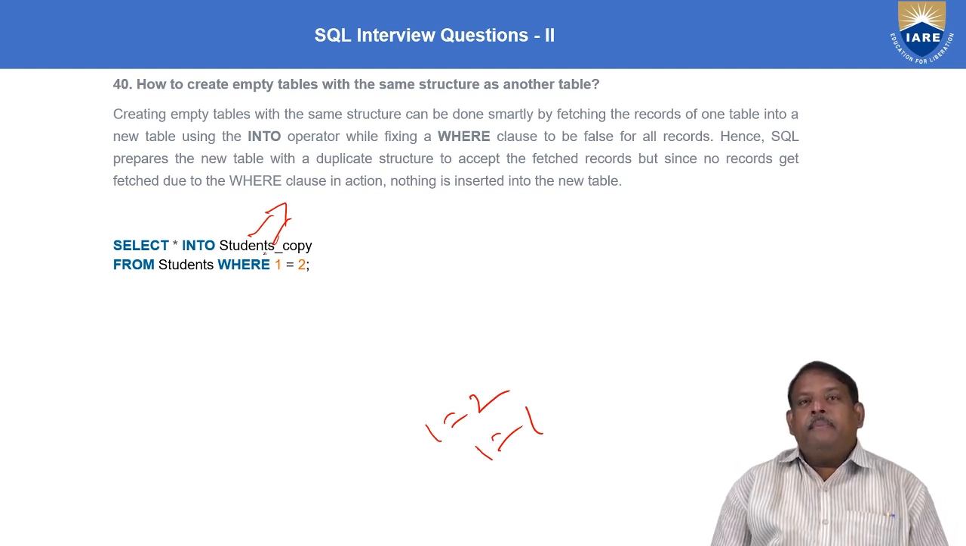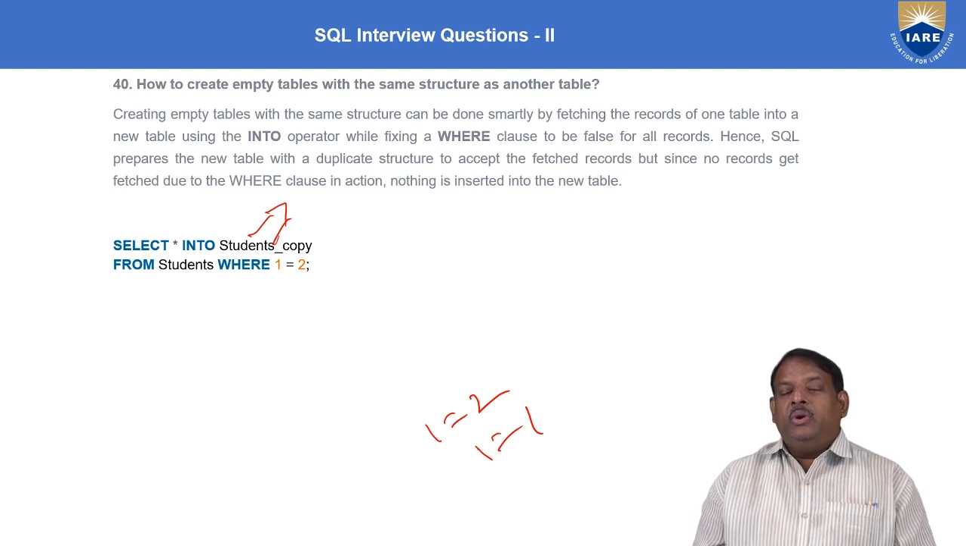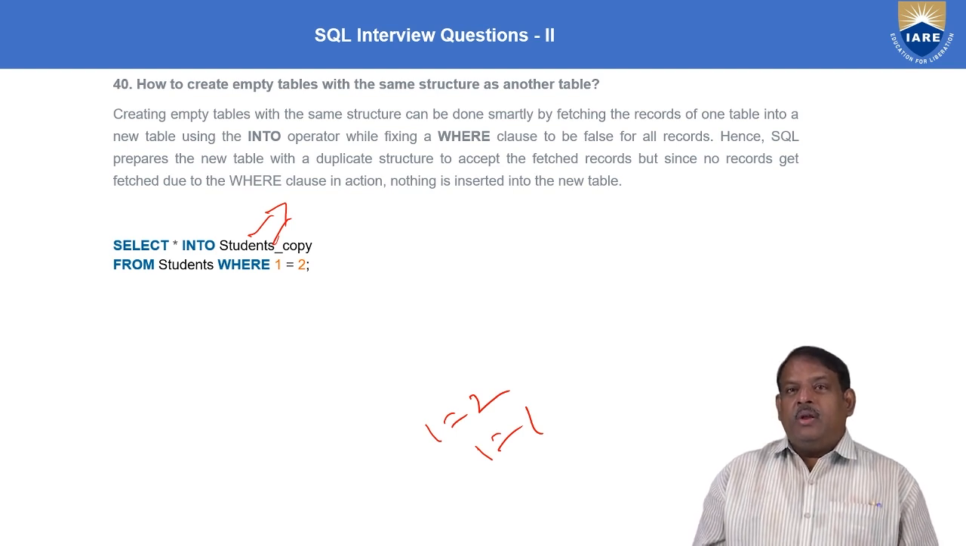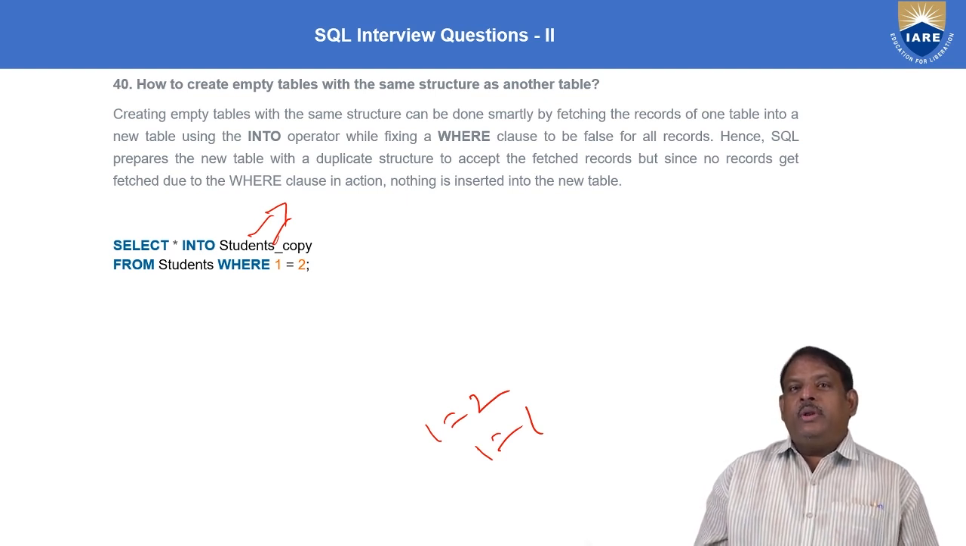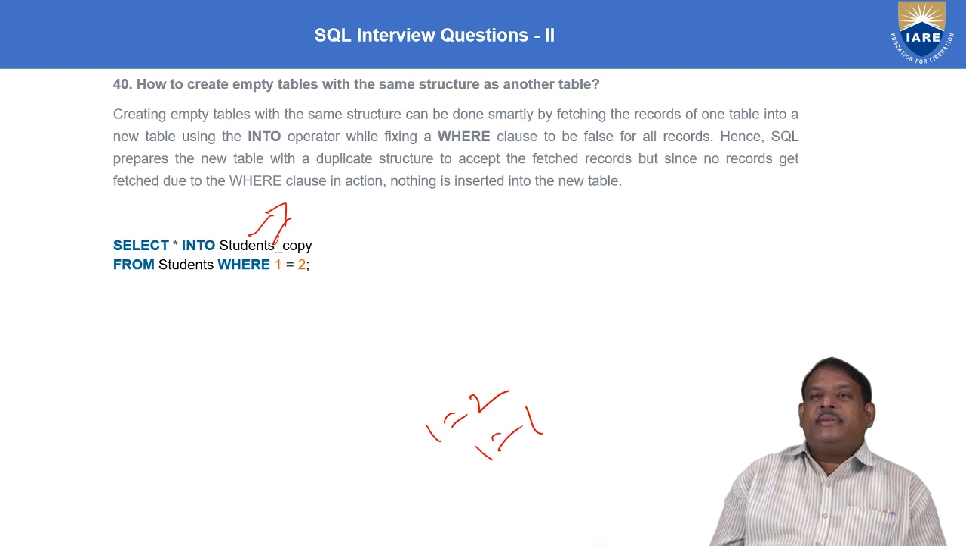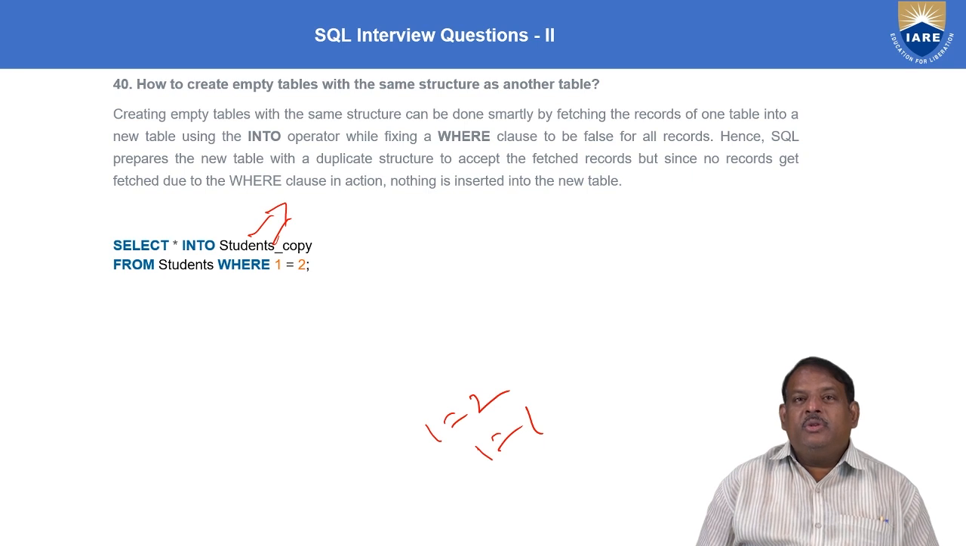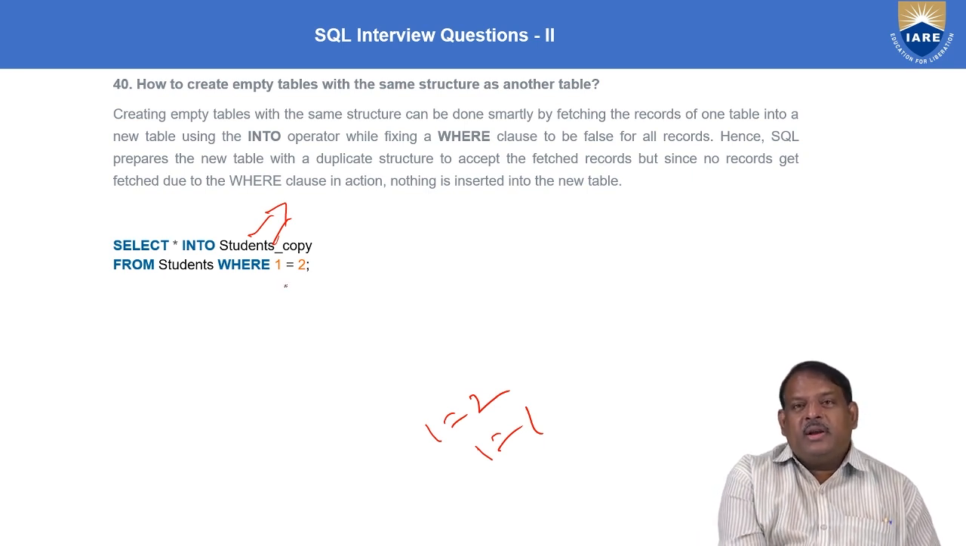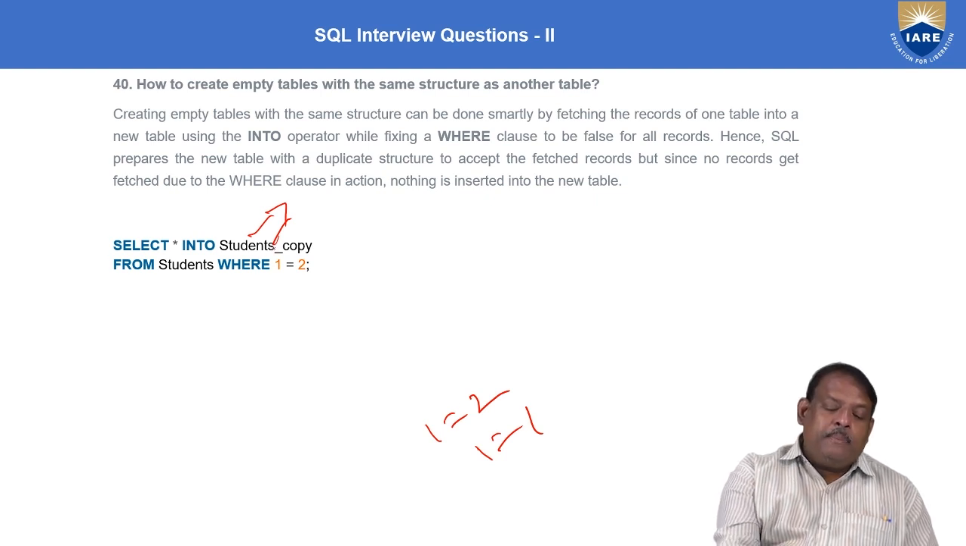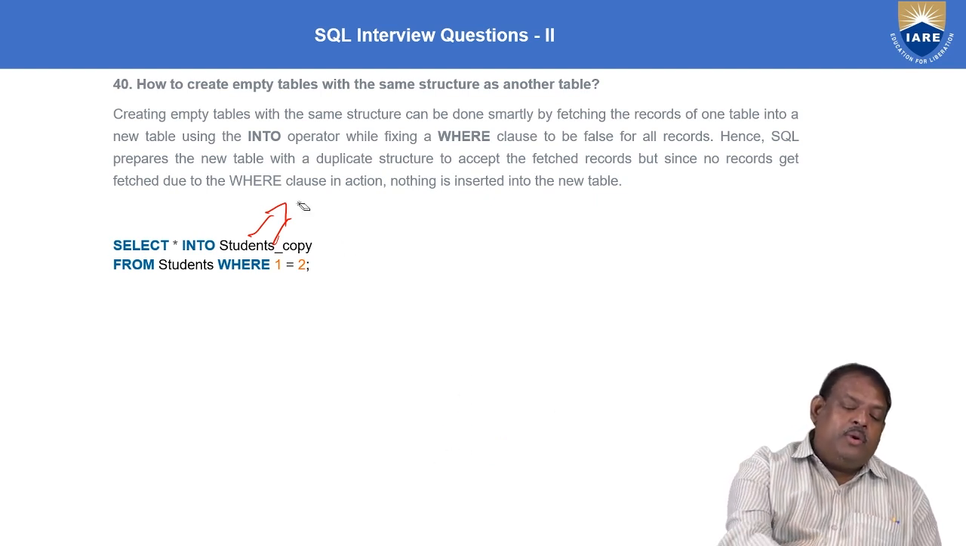So creating empty tables with the same structure can be done smartly by fetching the records of one table into a new table by using the into operator, while fixing a where clause to be false for all records. SQL Server prepares a new table with a duplicate structure to accept the fetched records. Since no records get fetched due to the where clause, nothing is inside the new table. Only if you introduce a false condition, you will have a blank, empty table with no data.